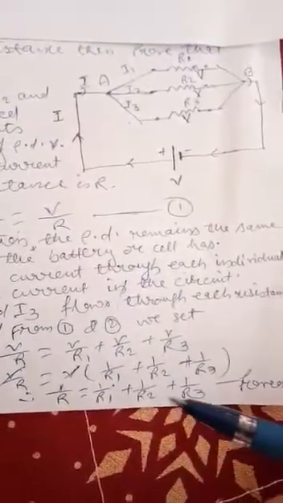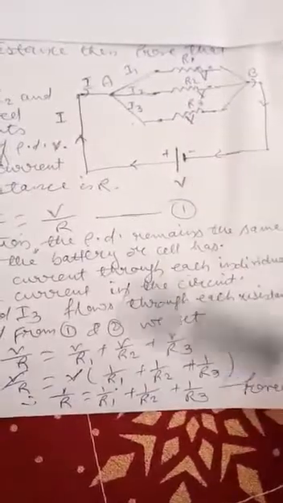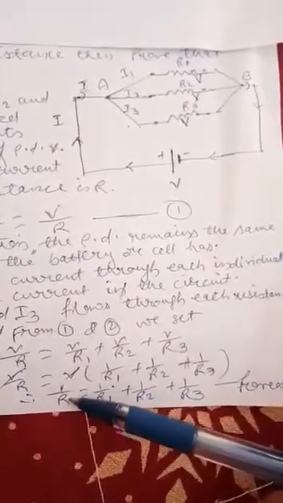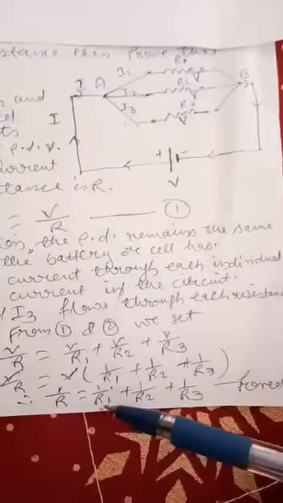In this way we can prove it for resistances connected in parallel. So the reciprocal of the combined resistance in parallel is equal to the sum of the reciprocals of each individual resistance.